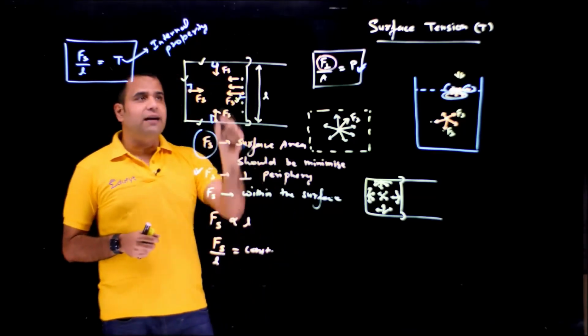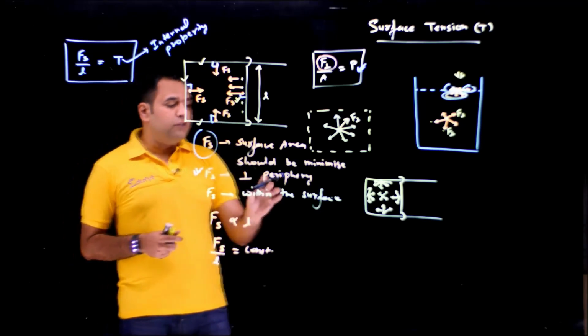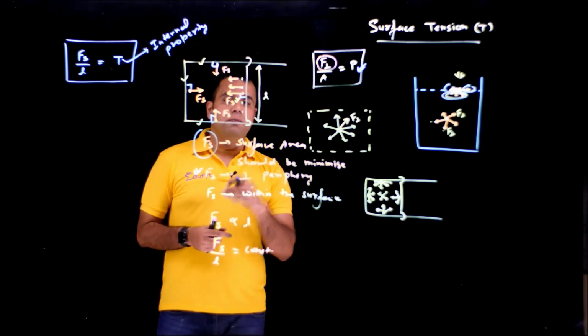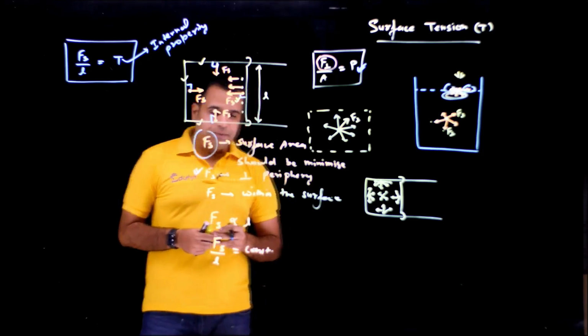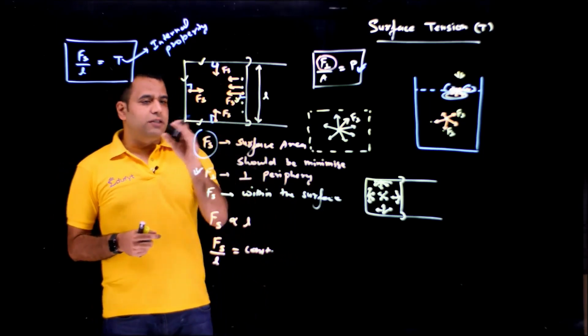Similarly, this Fs was acting perpendicular to the periphery. These are the properties. It will always happen. And this Fs was acting within the surface. It was parallel, meaning there will be no component of Fs which is perpendicular to the surface area. So with these three particles, we cannot proceed because they are fixed.